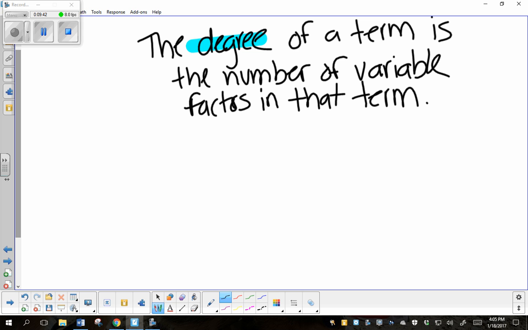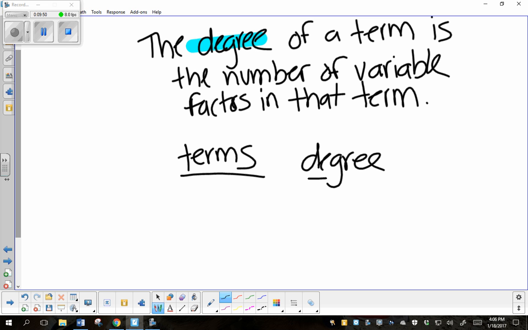So I'm going to list a bunch of terms on this side of my chart, and then over here, I'm going to write the degree of that term. So I'm going to ask you, what's the degree of this term? So our first one we're going to do is 7t squared. So in this, the variable is t, and there's two of them, t times t, or t squared. So the degree here is 2. Okay, it kind of came from that 2 right there.